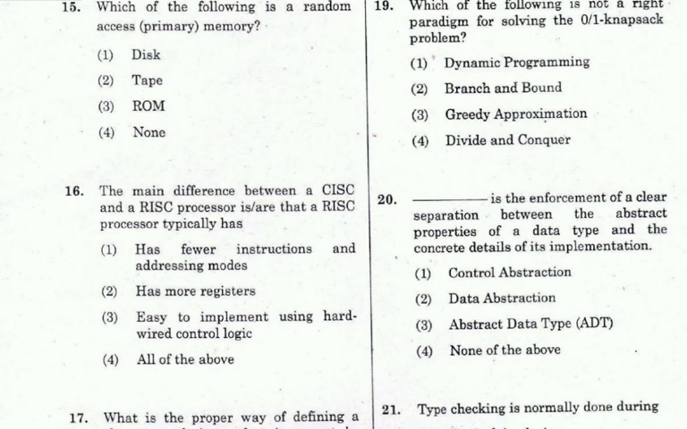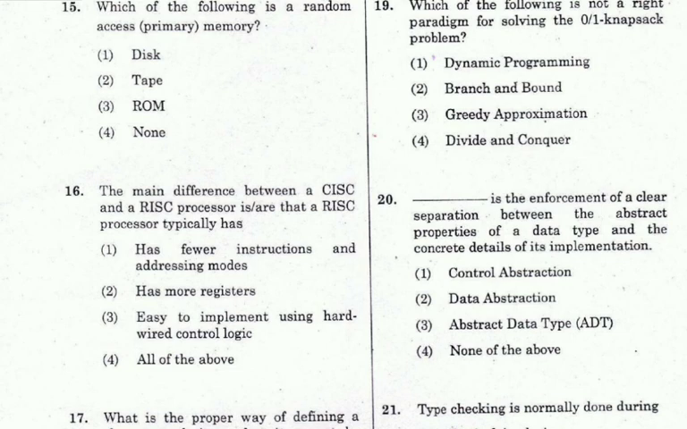Which of the following is not a right paradigm for solving the 0/1 knapsack problem? The 0/1 knapsack problem is commonly solved using dynamic programming and branch and bound technique. Greedy optimization doesn't always give an optimal solution for 0/1 knapsack. It works well for the fractional knapsack problem. And divide and conquer is not typically used to solve knapsack problems efficiently. So option 4, that is divide and conquer, is the correct answer. We can use greedy for the fractional knapsack problem, not for the 0/1 knapsack problem.